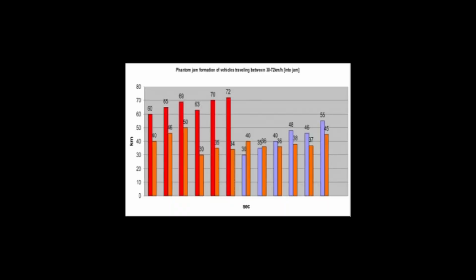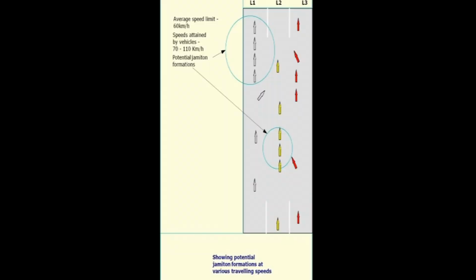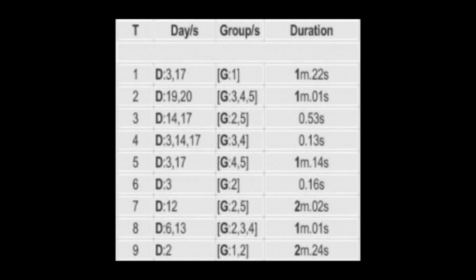Vehicles traveling between 60 to 72 kilometers an hour were most likely to enter the jamiton before the vehicles which were traveling with speeds between 30 to 55 kilometers an hour. This diagram is showing potential jamiton formations at various traveling speeds. The diagram shows 9 recorded observations which I chose due to the unique audio transcription.